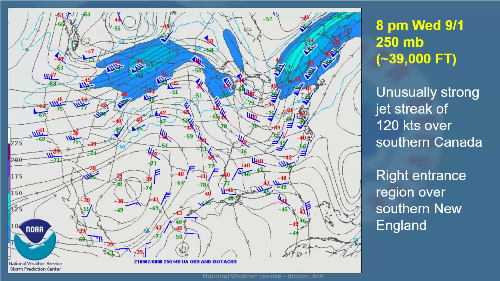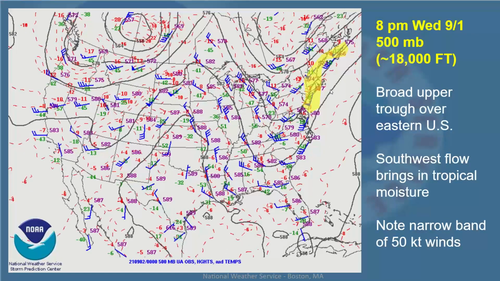So this puts the right entrance region over southern New England. With such a strong jet streak, you're going to have strong upper level divergence, which provides a source for broad scale lifting. Going down to 18,000 feet, where it's highlighted in yellow, there's a broad upper level trough across the eastern US. And notice the winds are out of the southwest, which brings in the tropical moisture. Also note the narrow band of 50 knot wind, highlighted in the yellow zone.